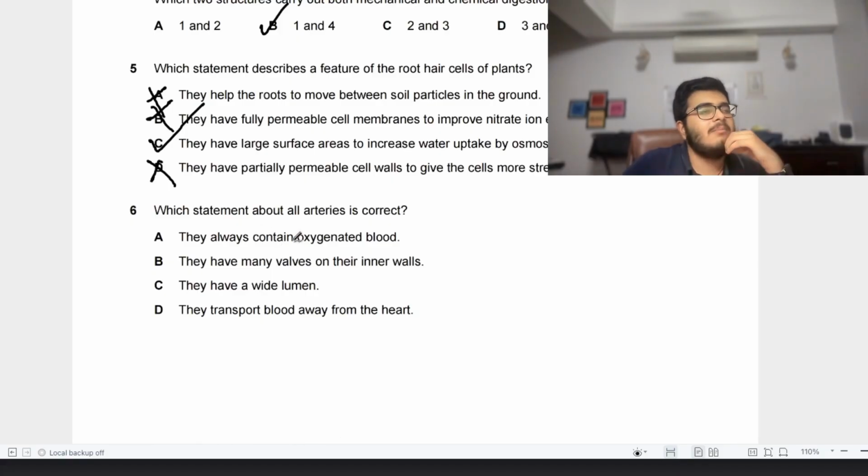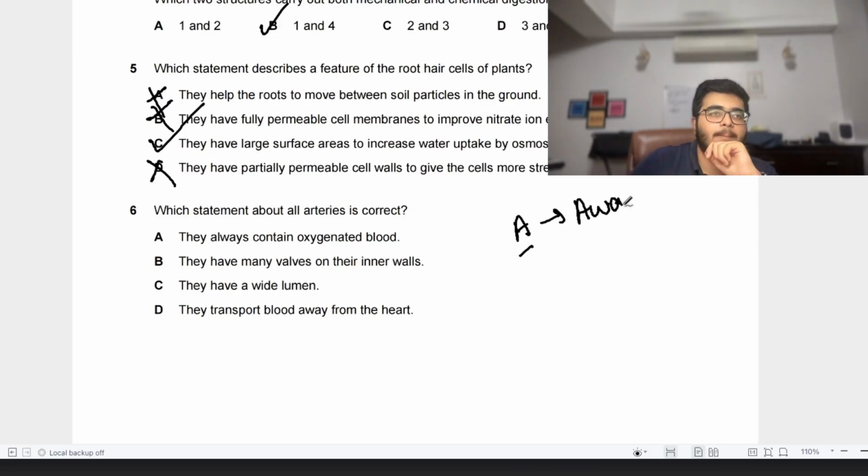Which statement about all arteries is correct? See, one trick that I would want you to remember if you get confused between arteries and veins: artery starts with A. A means away. So arteries are always going to transport blood away from the heart, not towards the heart. So the correct answer is D.